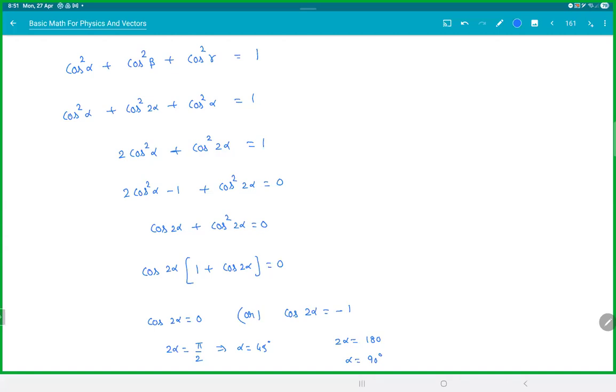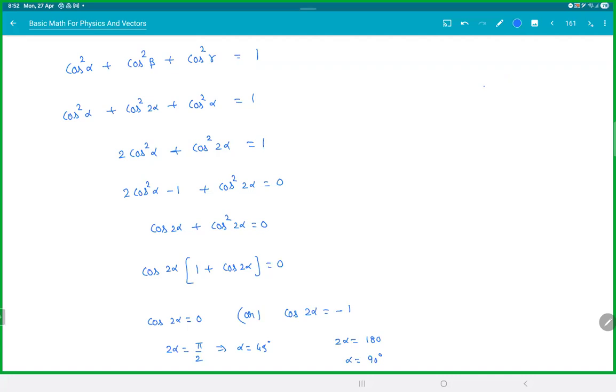Both are right. So either 45 or 90, both will satisfy this condition. Let's check and see whether they really satisfy. So you're saying cos square 45, that would be half. Cos square 90, that would be 0. Cos square half, yeah, it's satisfied. Then cos square 90, that's 0. Then this would be cos square alpha, that's 1. And yeah, that also satisfied. Yeah, it works.